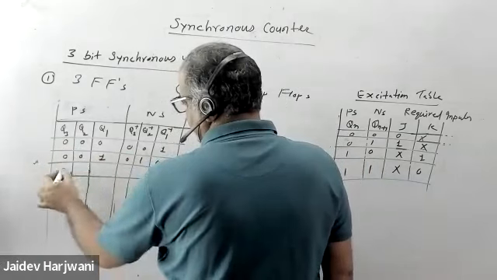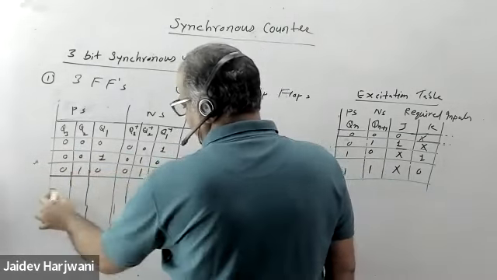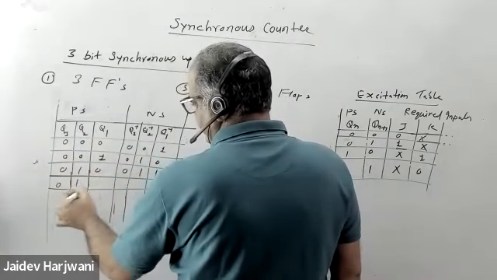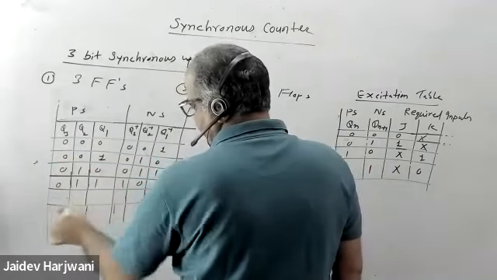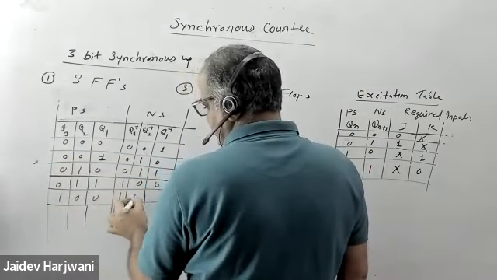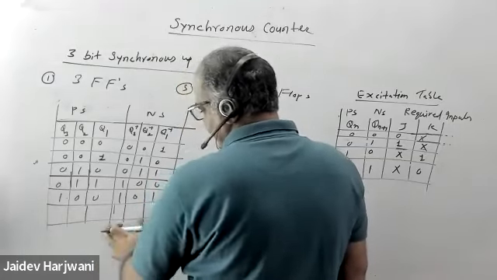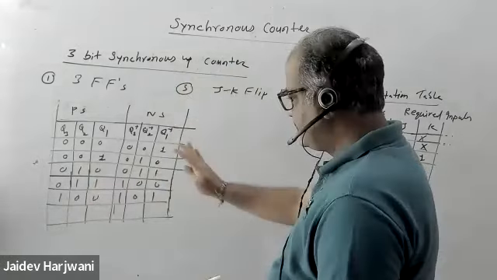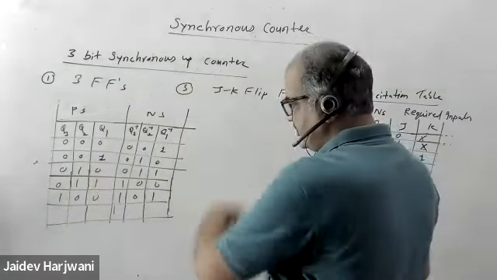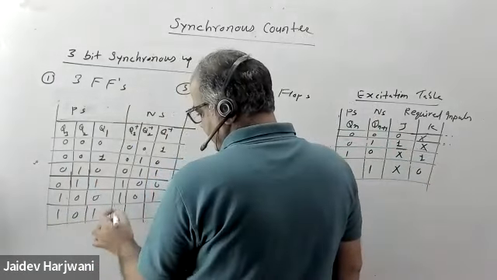Then you have 0 1 0, the next state is 0 1 1. For the state 0 1 1, the next state will be 1 0 0. Then from 1 0 0 the next state will be 1 0 1. I am drawing the logic based on the diagram. You can do it any way you want. I am just following this state diagram. If you have 1 0 1, then you have 1 1 0.